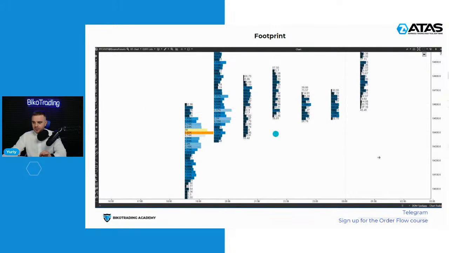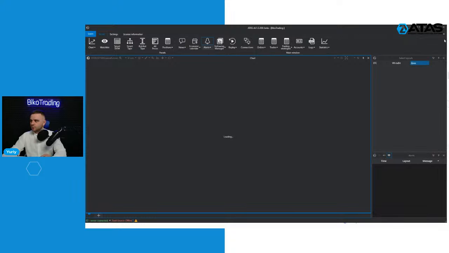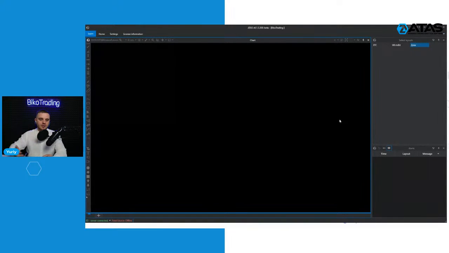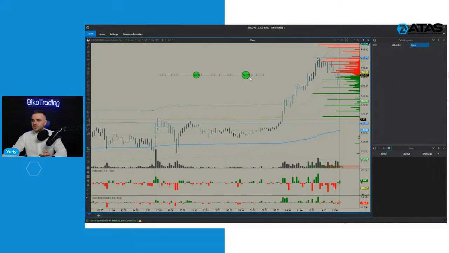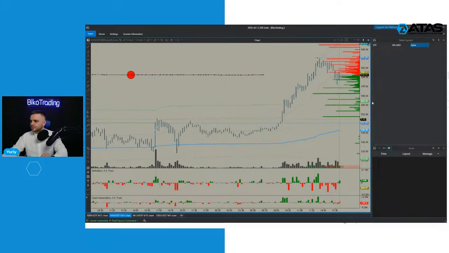Basically, it is a footprint. Once more, when you open the ATAS platform, you will find such a footprint on most of the instruments. You can analyze crypto, futures, S&P. The most important thing is that it must be centralized data from centralized exchanges. Okay, a few seconds, it will load.